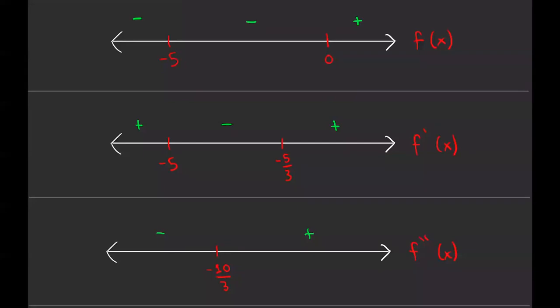What I notice is when I'm looking in that region to the left of negative 5, I can just read off the values of f, f prime and f double prime. I see that f is negative in that region. I see that f prime is positive, and I see that f double prime is negative. In fact, f double prime is negative as long as I'm to the left of negative 10/3. So it's definitely going to be negative to the left of negative 5.